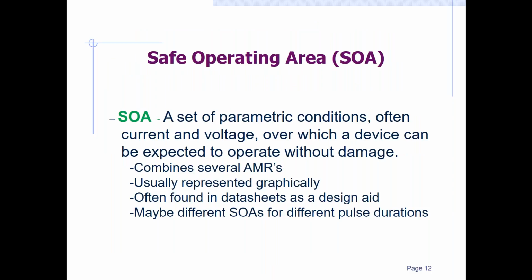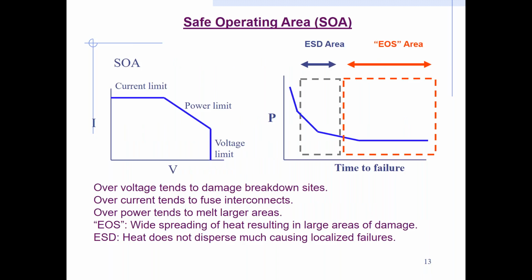Next slide. You can talk about combinations of AMRs and define a safe operating area. So this is just a way of looking at several electrical stresses at the same time, and it's actually a typical way of presenting the usable area of a device. If we go to the next slide. So on the left you'll see a current limit and a voltage limit, and there's also an independent power limit that will give you what we'd call a safe operating area.